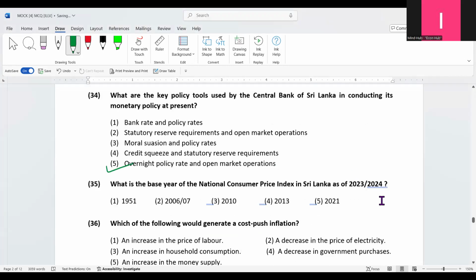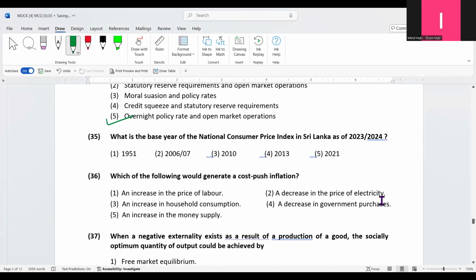Number 35. What is the base year of the National Consumer Price Index? NCPI and CCPI both now have the same base year, 2021. Answer number 5. Just know the basket, the number of items in the basket considered for each price index, and if possible, the basket value and things like that.